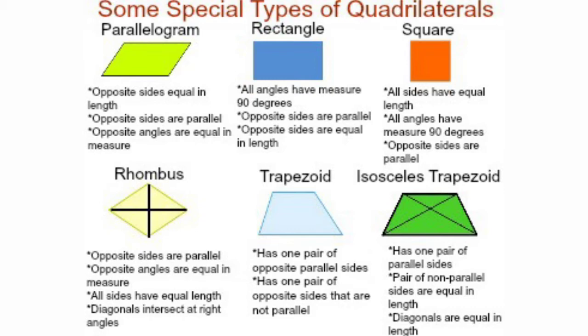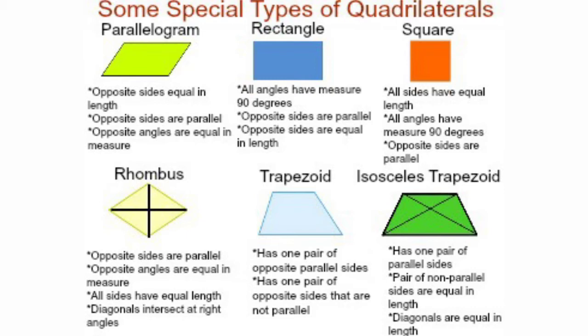Opposite sides are parallel. In a rhombus, opposite sides are parallel. Opposite angles are equal in measure. All sides have equal length. Diagonals intersect at right angles.